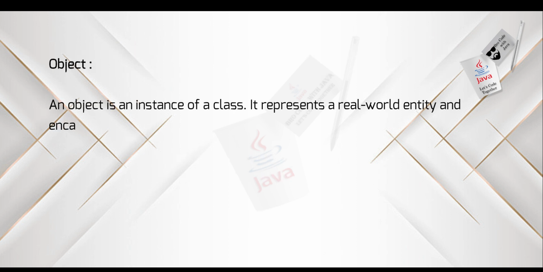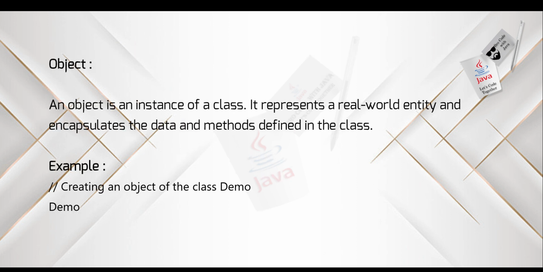Object. An object is an instance of a class. It represents a real-world entity and encapsulates the data and methods defined in the class. Example. Look at the example carefully. Here demo is the class name and we are creating its reference or object as myObject. Here the new keyword is the major thing we need to use before the class name and after equals.